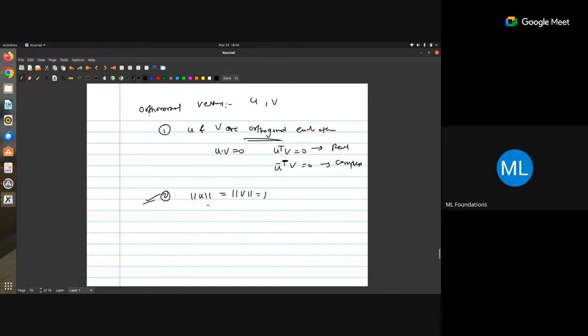But the correct approach should be what? We should check this first, if they are orthogonal to each other, and after that you can check for this norm. Okay, got it. Sure, sir.